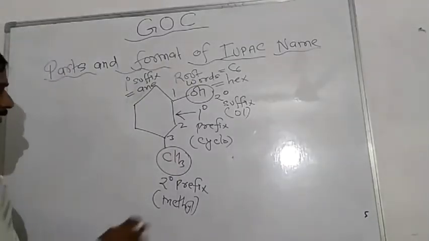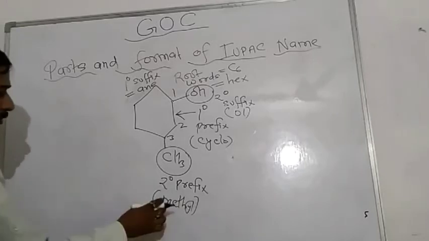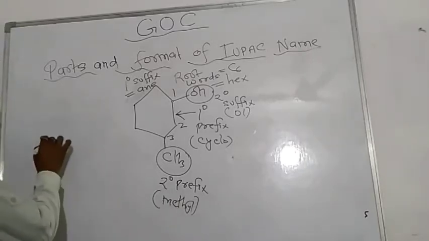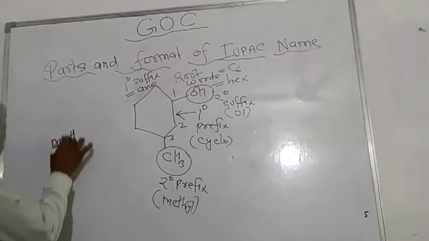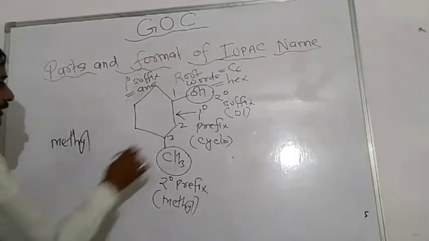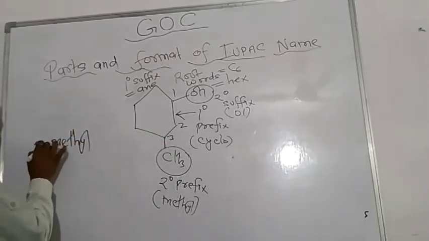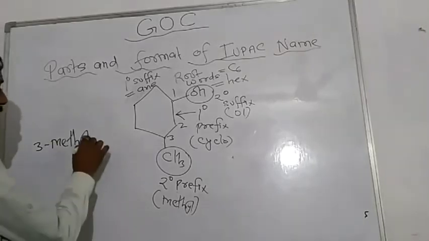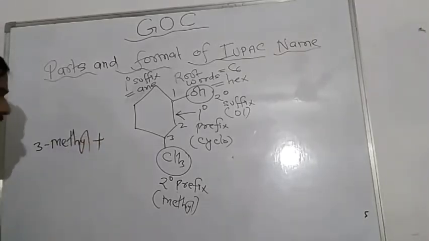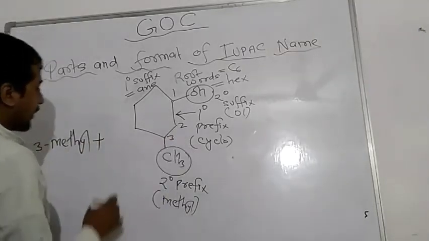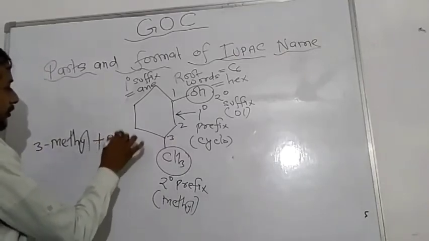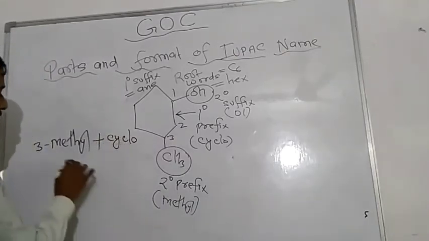So first of all, you have to write the 2 degree prefix. Here the 2 degree prefix is methyl. You have to write the methyl with its position. Its position is 3, that's why write 3-methyl. So this is the 2 degree prefix. Then plus the 1 degree prefix, which is here cyclo. So write the cyclo for the 1 degree prefix, plus the root word.